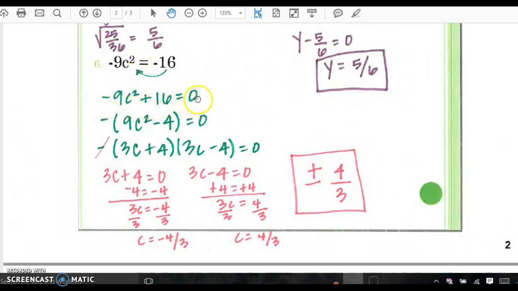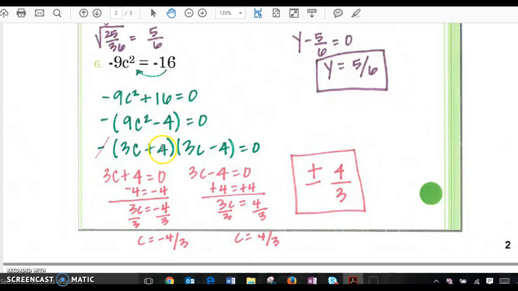On number 6, bring the -16 to the other side. -9c squared plus 16 equals 0. Leading coefficient is negative. Factor out a negative. Then you're left with 9c squared minus 4. You have the negative out in front. This is a difference of two squares, 3c plus 4 and 3c minus 4. Square root of 9c squared is 3c.